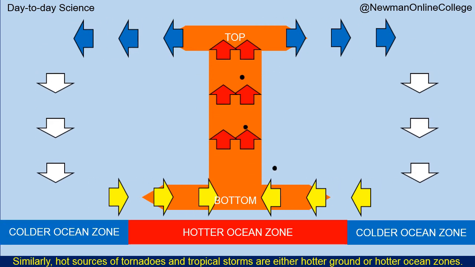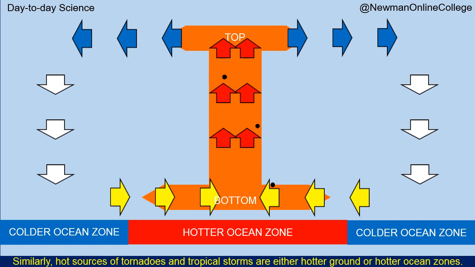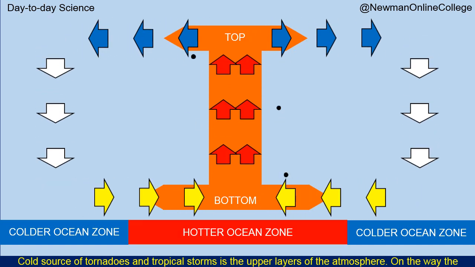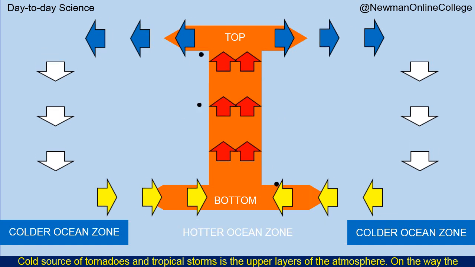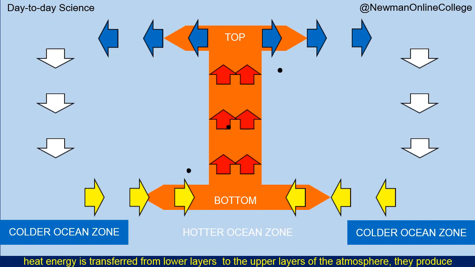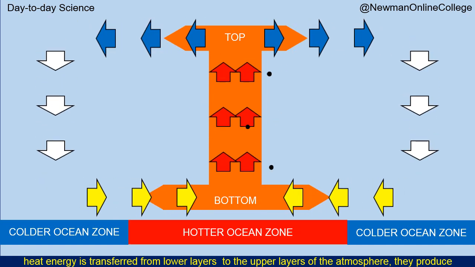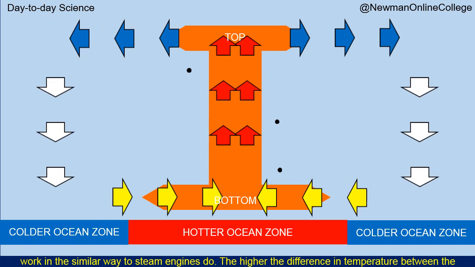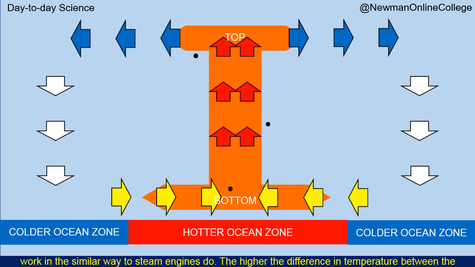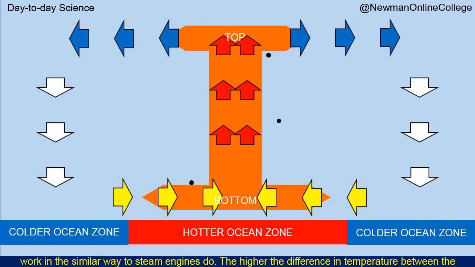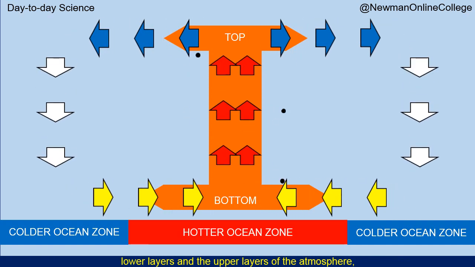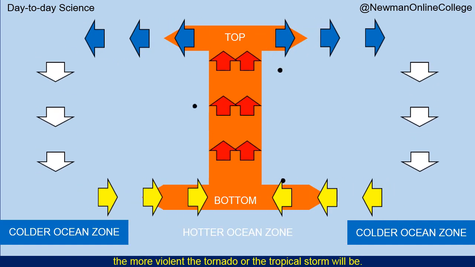Similarly, hot sources of tornadoes and tropical storms are either hotter ground or hotter ocean zones. The cold source of tornadoes and tropical storms is the upper layers of the atmosphere. On the way the heat energy is transferred from lower layers to the upper layers of the atmosphere, they produce work in a similar way to how steam engines do. The higher the difference in temperature between the lower layers and the upper layers of the atmosphere, the more violent the tornado or the tropical storm will be.